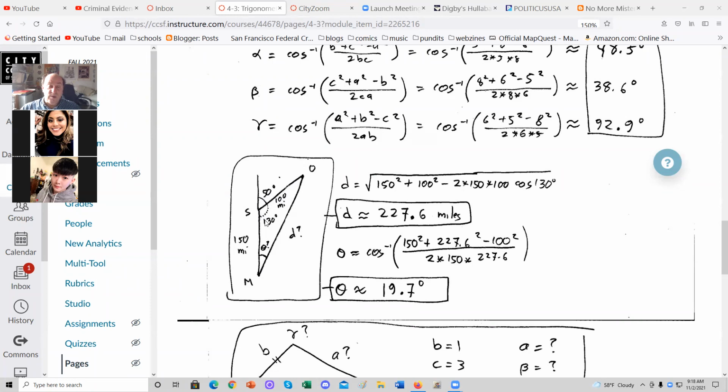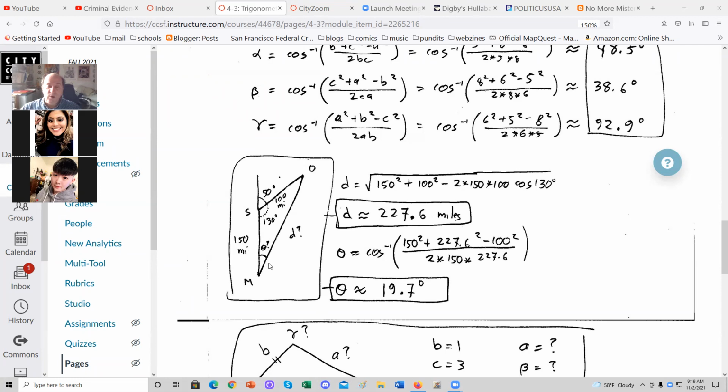So we use the original law of cosines. D is the root of a squared plus b squared minus 2ab cosine gamma. So root of 150 squared plus 100 squared minus twice 150 times 100 times cosine 130, about 227.6 miles. So the plane as a result went 227.6 miles. But at what bearing? In other words, what angle is this east of north?